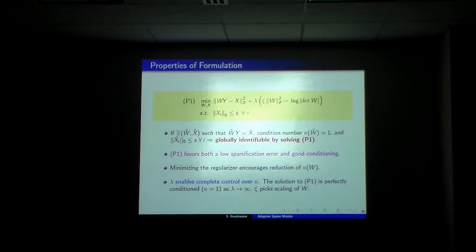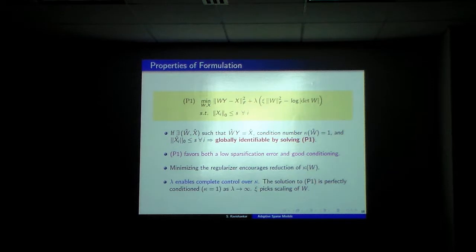Can you say a bit more about what that means? It encourages reduction of the condition number? Is it a monotonically non-decreasing function of the condition number? Yes, so the condition number can be upper bounded by a monotonically increasing function of the regularizer.